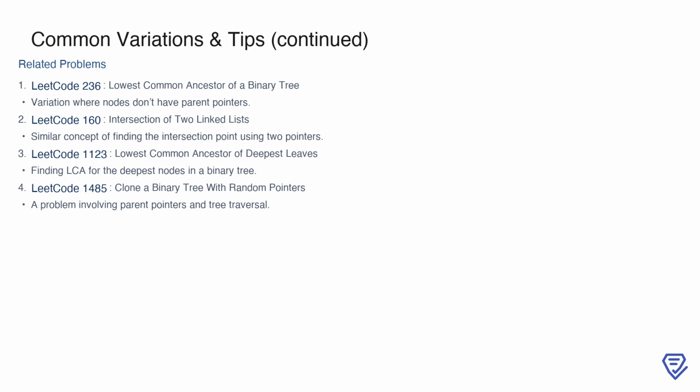Similarly, LeetCode 1123, lowest common ancestor of deepest leaves, involves finding the LCA of the deepest nodes in a binary tree, which is conceptually adjacent to this problem. Finally, LeetCode 1485, clone a binary tree with random pointers, is another problem involving parent pointers and complex tree traversal. Exploring these problems can deepen your understanding of similar concepts and techniques.